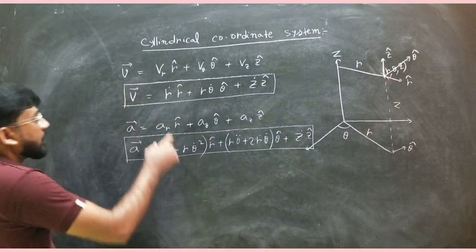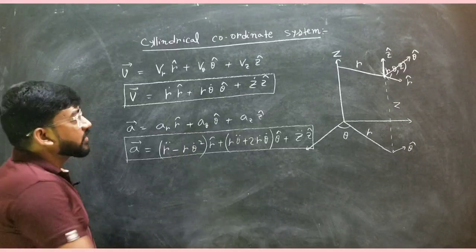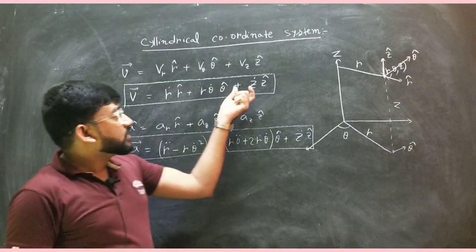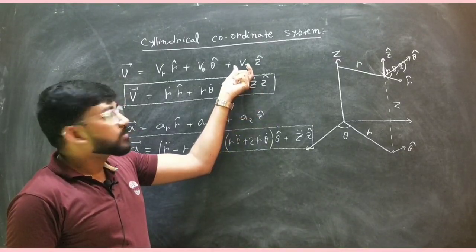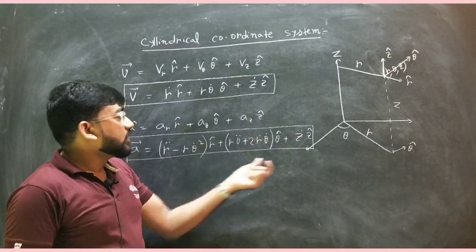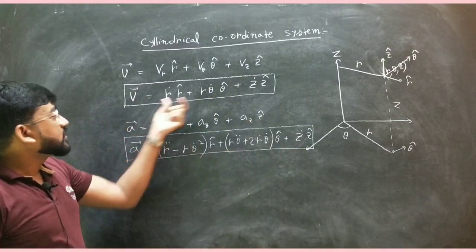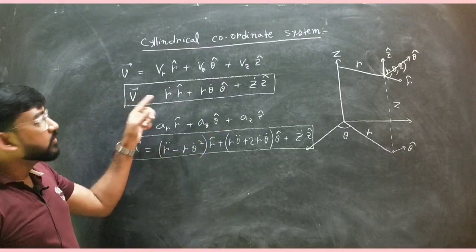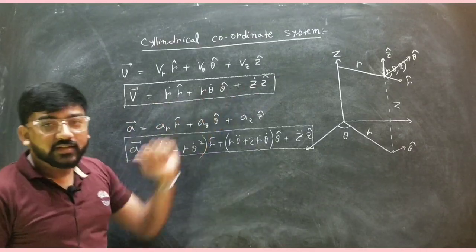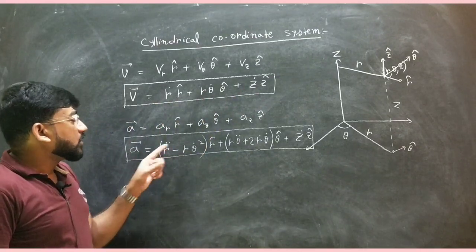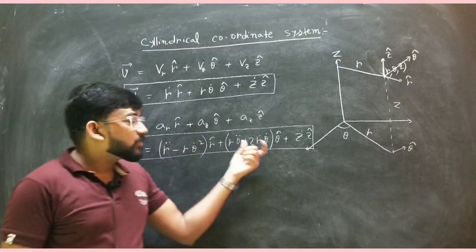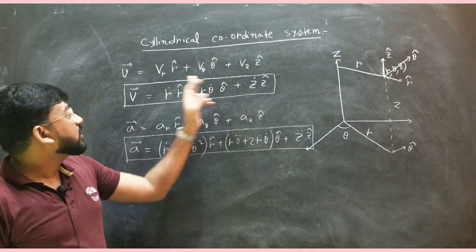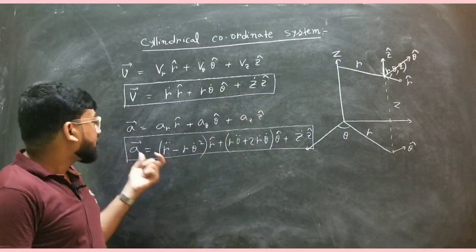So three terms are there, but the simplification is that the first two terms are the same as we discussed in the plane polar coordinate system, and only the third term is new. Instead of Vz we have z dot, and instead of az we have z double dot. Otherwise all the terms are the same as in the plane polar coordinate system. So here v will be r dot r cap plus r theta dot theta cap plus z dot z cap, and a will be r double dot minus r theta dot square along r cap, plus r theta double dot plus 2 r dot theta dot along theta cap, plus z double dot z cap. Only one extra term is there in the velocity expression and in the acceleration expression.